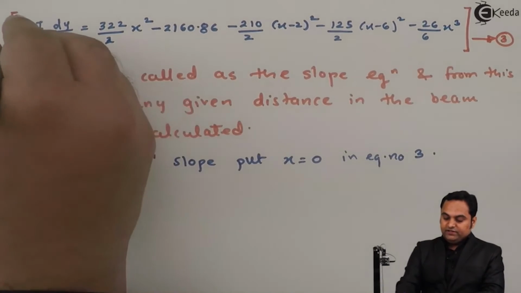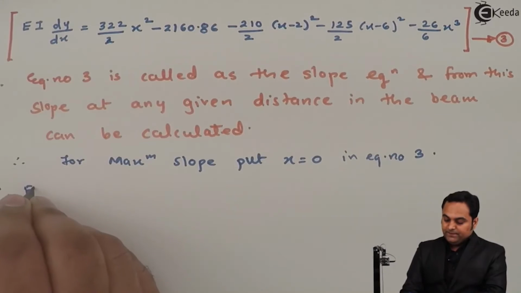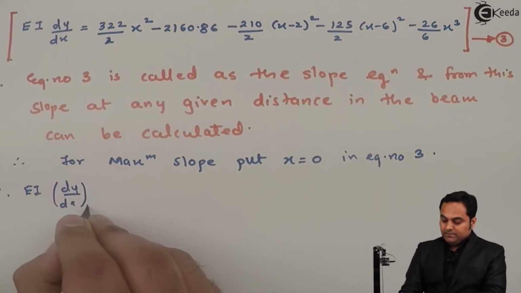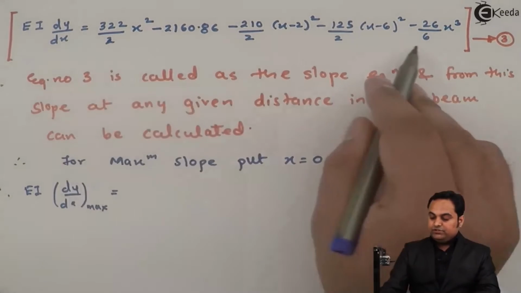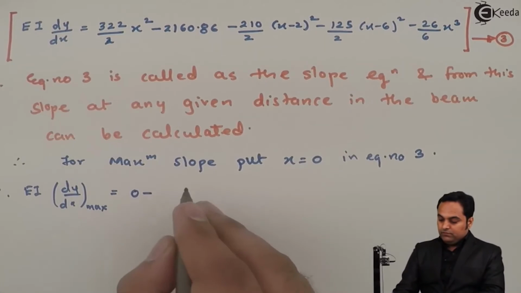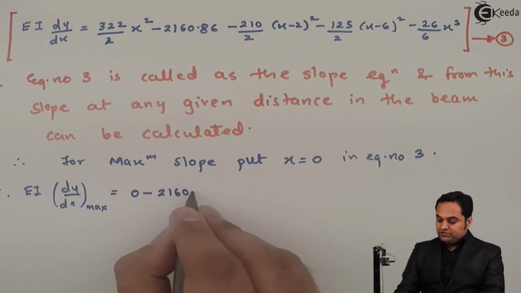So here we have, this will be EI, dy by dx will be maximum. Now I'll put x is equal to 0 in this equation. So the first term, that becomes 0 minus 2160.86.